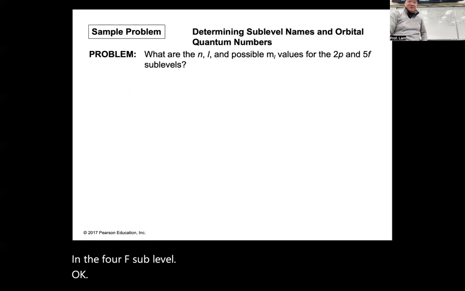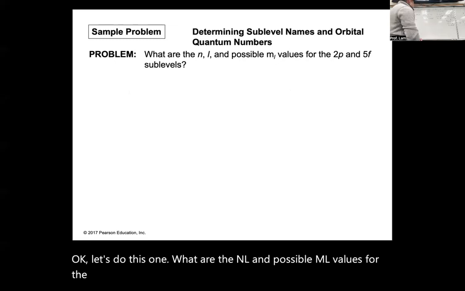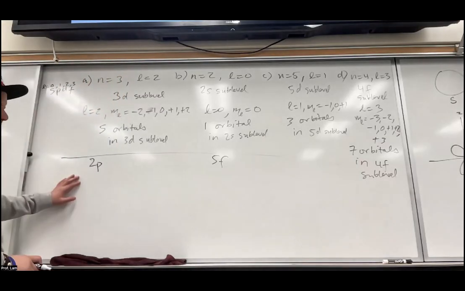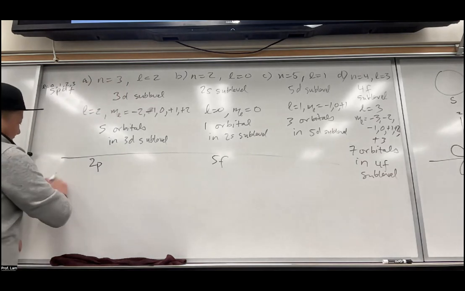Okay, let's do this one. What are the n, l, and possible ml values for the 2p and 5f sublevel? 2p and 5f. We'll write that down. Okay, so I want n, l, and the number of orbitals.